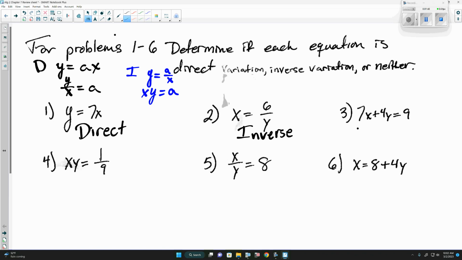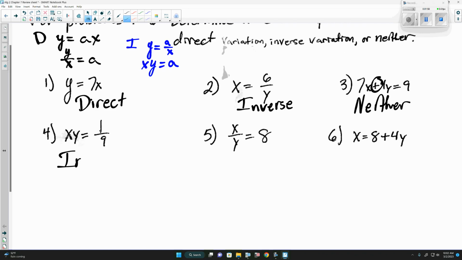Number 3 is neither, and the big giveaway is the plus. Number 4 would be inverse. Number 5 is direct. And number 6 is neither. Yeah, number 5, even though it's x over y, that's going to be the same as y over x. They're similar in form. It would just be y over x would equal 1/8. We're just flipping it.